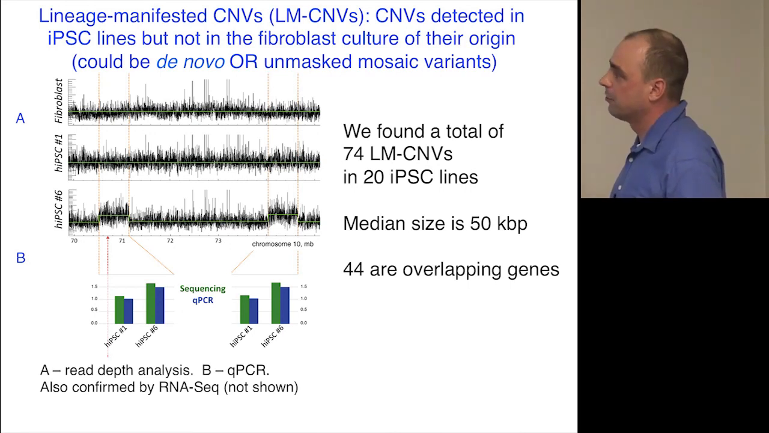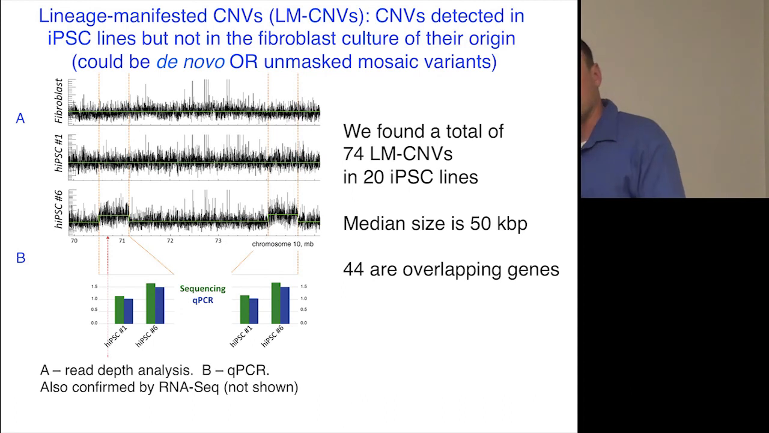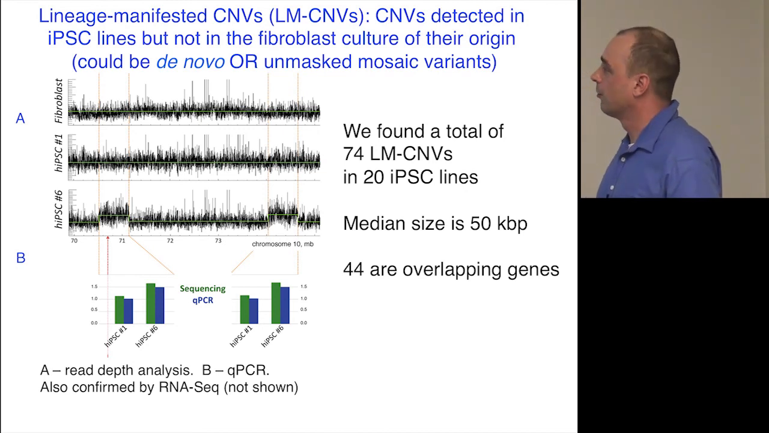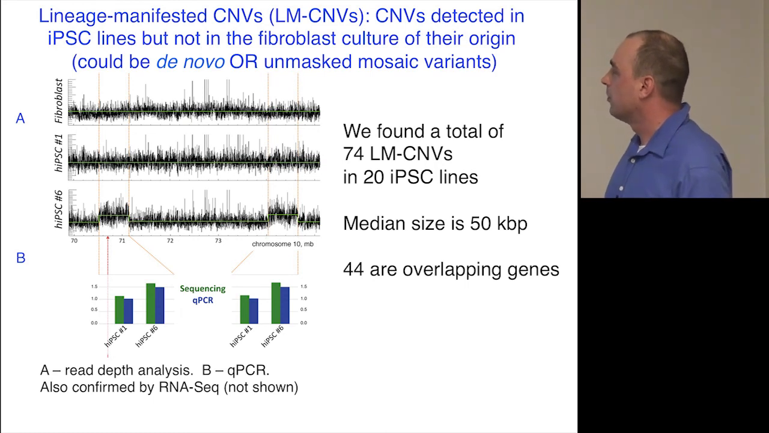And so LM stands for lineage manifested CNVs, meaning it's a CNV we see in the iPS lineage. We don't want to say upfront whether it is a somatic unmasked variant or the result of genomic instability during reprogramming. The median size of these LMCNVs we found to be 50 kilobase pairs, so that's medium-ish size CNVs. You find them in the normal human genome. You find a few of this size in every normal human genome. And of those 74, we found that 44 are overlapping with known genes.